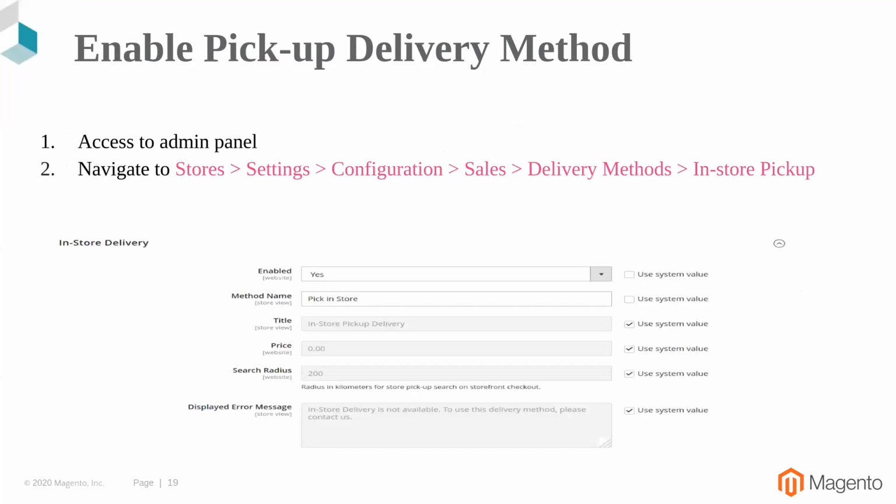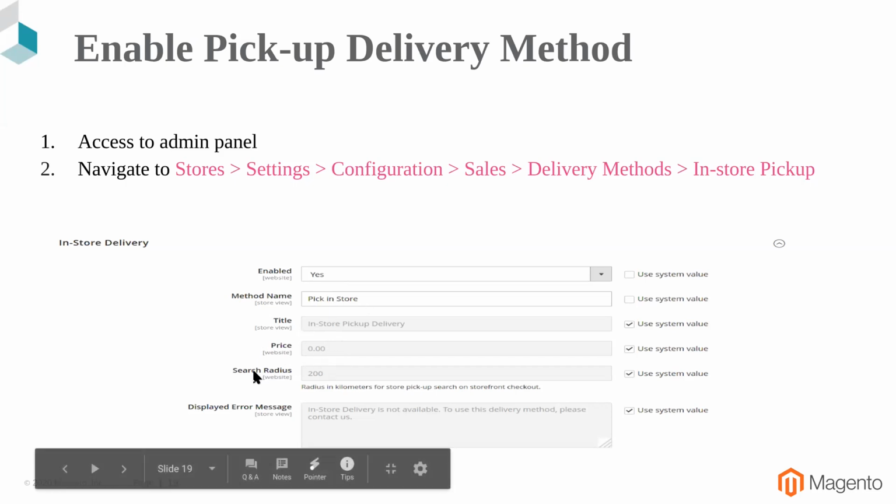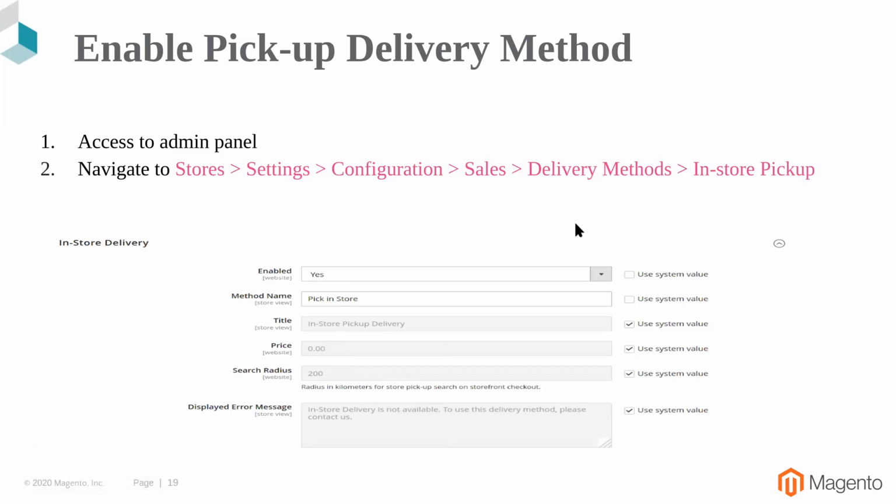Then these are the settings which admin can do, like enable or disable the in-store pickup delivery method. Name and title he can update. Price is if you want to apply any price for the customer during in-store pickup, we can update that. Search radius is nothing but the area from where those stores or sources can be picked up for the checkout process. So earlier when we saw, we had this configuration, sales and shipping methods. Now this has been renamed to delivery methods, because in-store pickup is not a shipping method, right? And this feature is only present in 2.4.